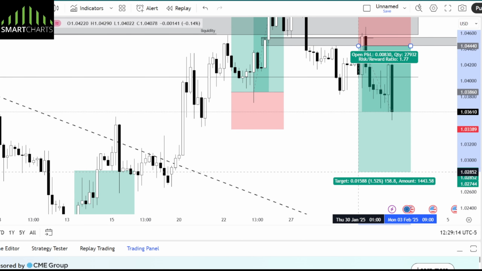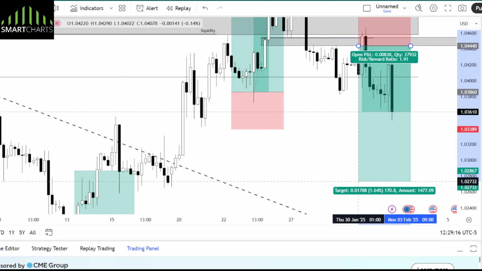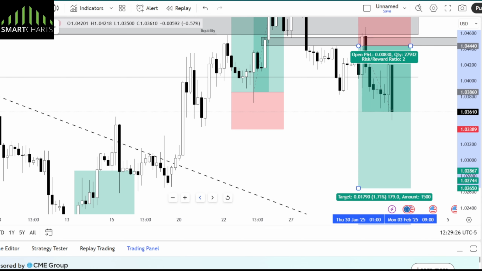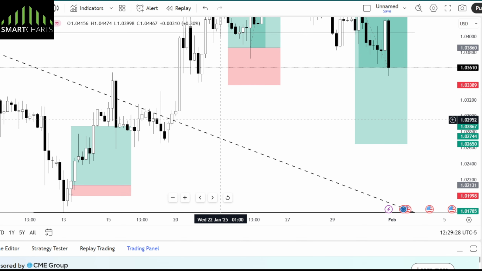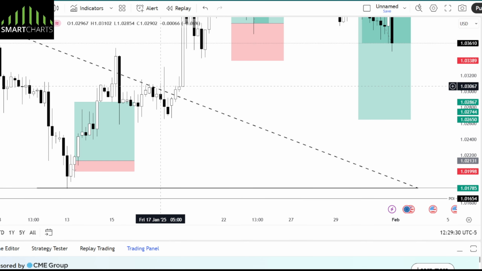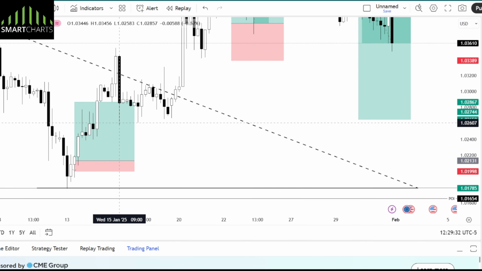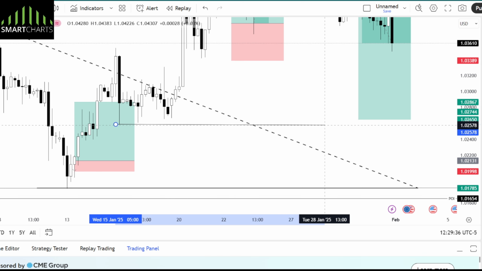So target your 1:2. Always target 1:2. It's safer than targeting 1:10, 1:20. I don't know what numbers you guys do. Just target 1:2. You're going to notice that if we target this 1:2, within the area that we're targeting right here, there's liquidity resting. We expect this liquidity to get taken.